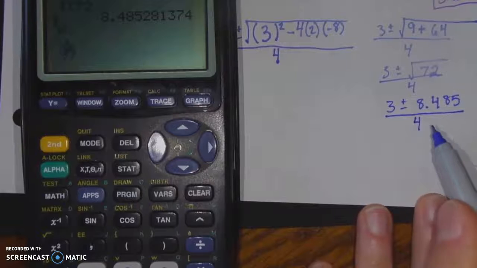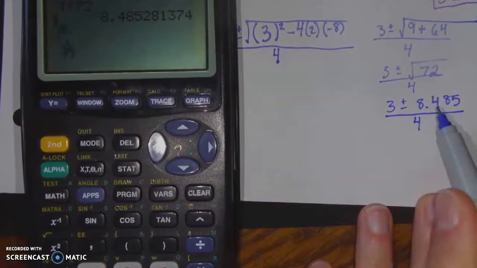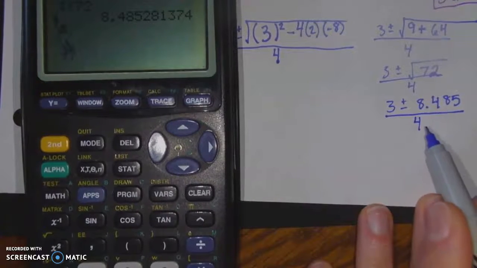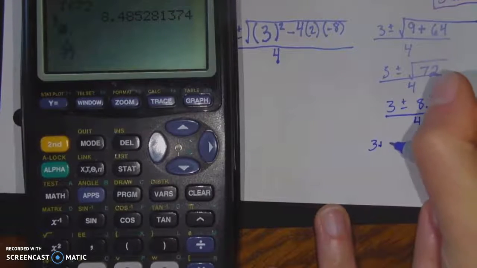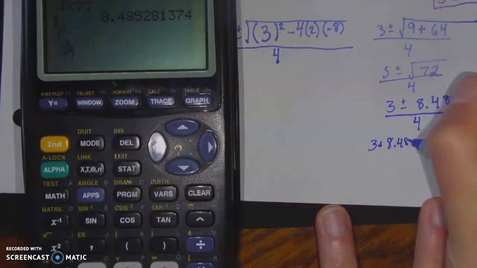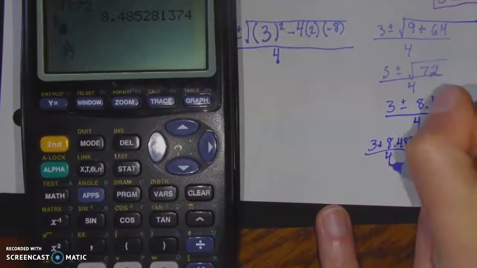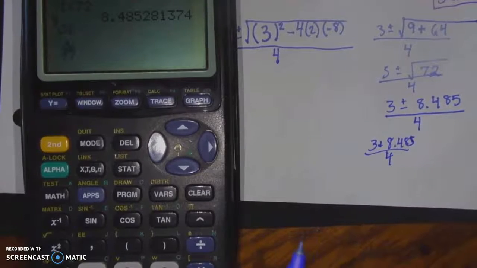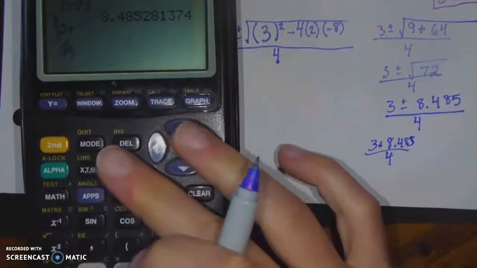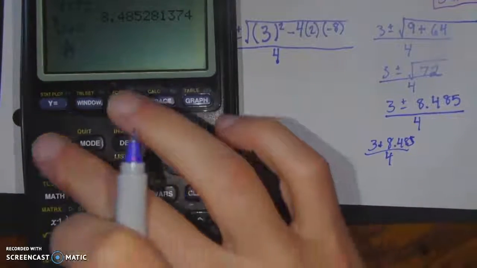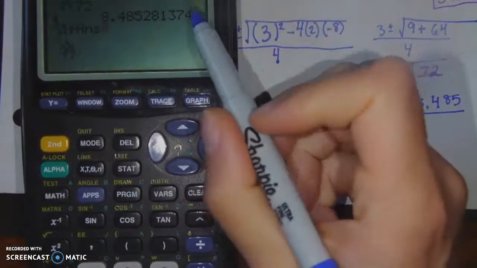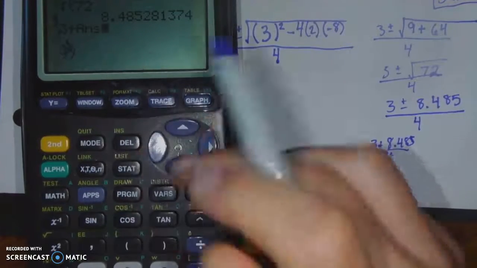Now this is where I split my problem, right? I've got 3 plus this answer divided by 4 and 3 minus this answer divided by 4. So the 3 plus the 8.485 over 4 is equal to, well, let's just check it out. 3 plus, and I'm just going to use second answer, or I'm not because I clicked the wrong button. Second answer, and that uses this if you want to use a shortcut on your calculator.